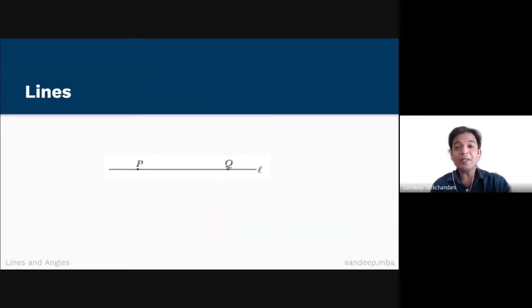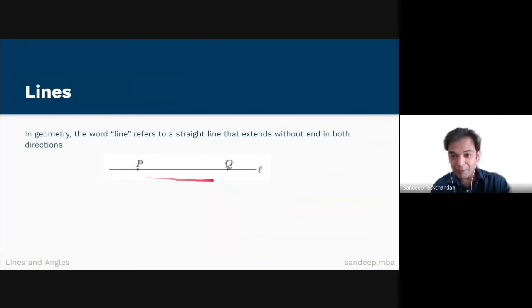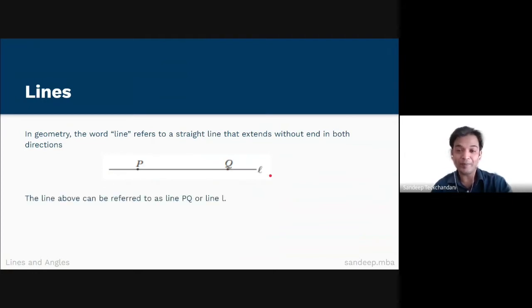In geometry, the word line refers to a straight line that extends without end in both the directions. The figure drawn over here is called the line PQ or the line L. The part of the line from P to Q is called a line segment. The point P and the point Q are called the endpoints of the segment.